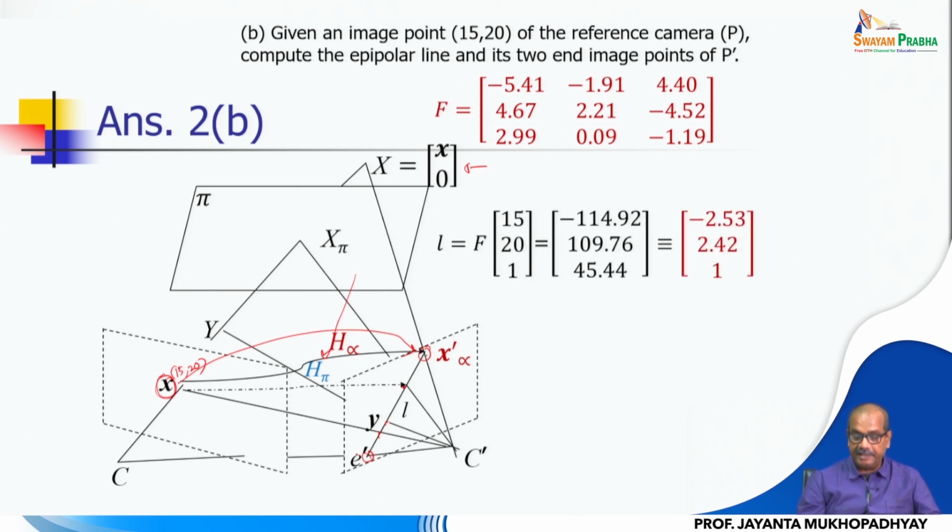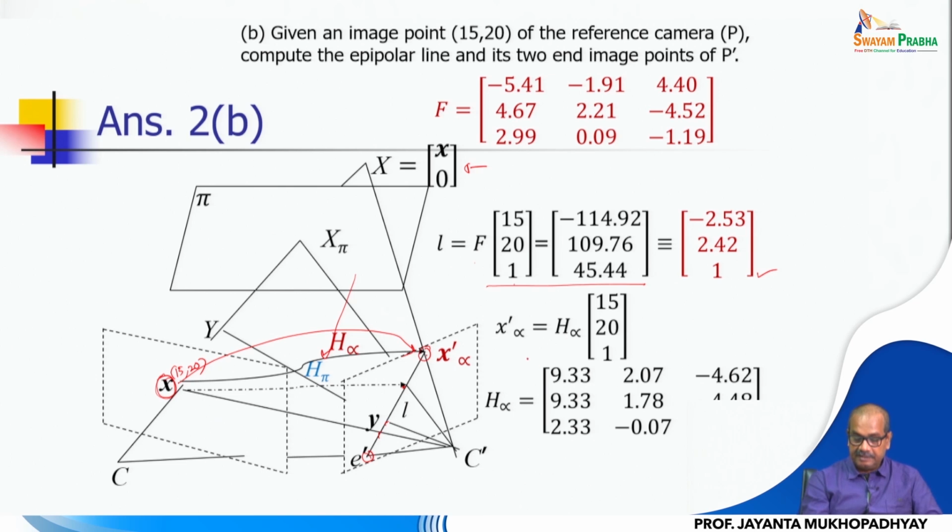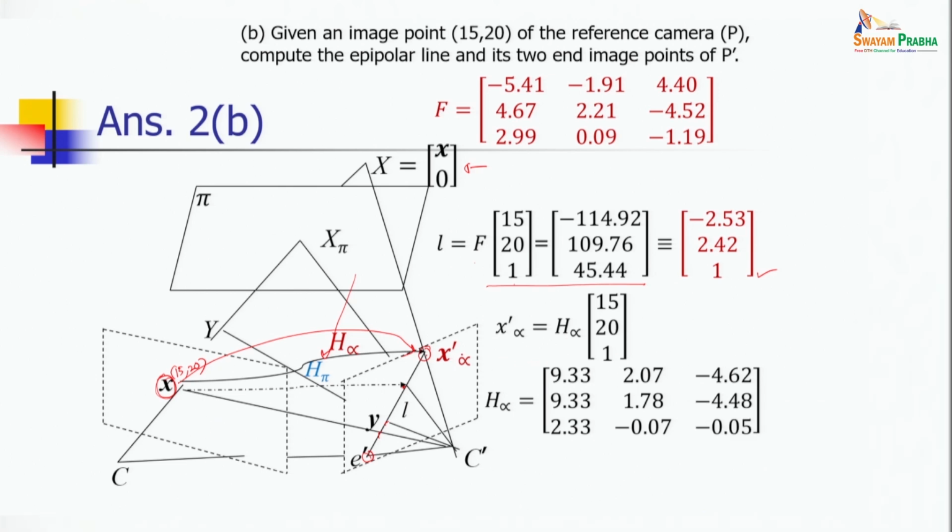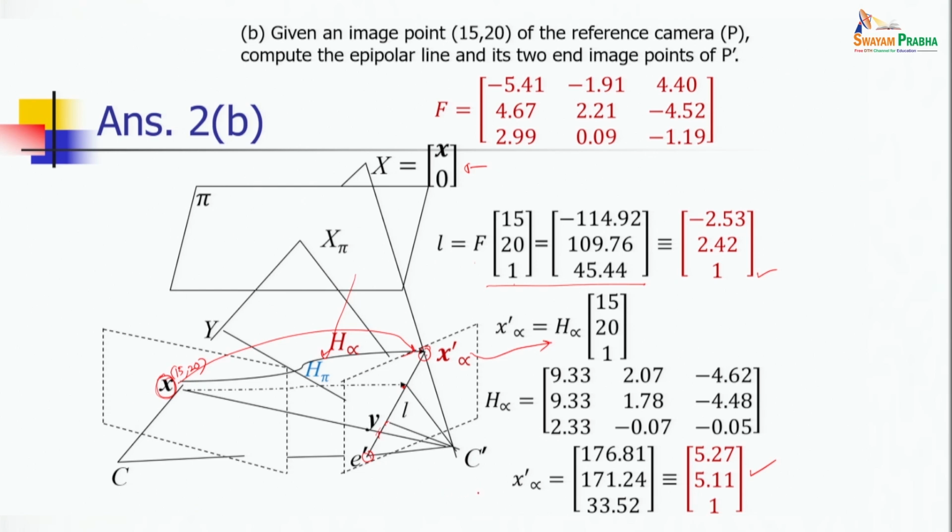I will get the epipolar line by simply multiplying F with the image point. This is the epipolar line, and this is the vanishing point along the epipolar line. So this is one extreme, and the other extreme is the epipole itself. This one is the vanishing point, and the epipole we have already computed. This is the epipole.